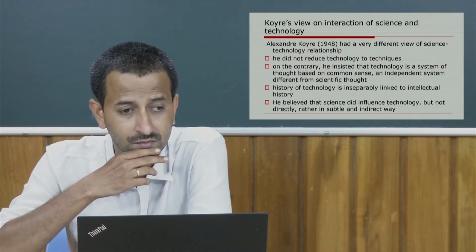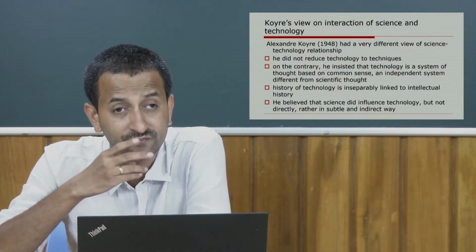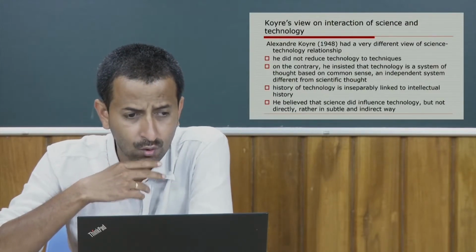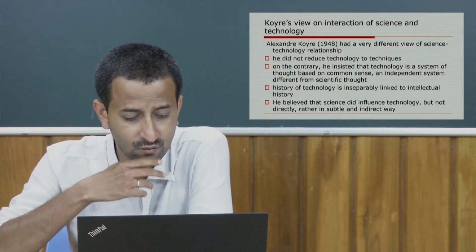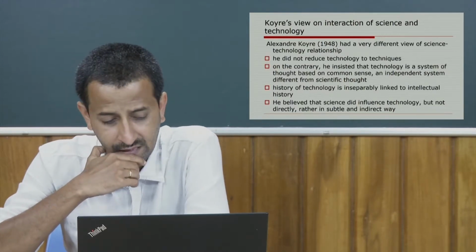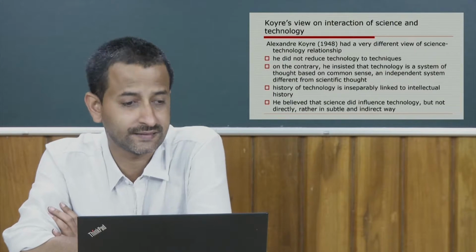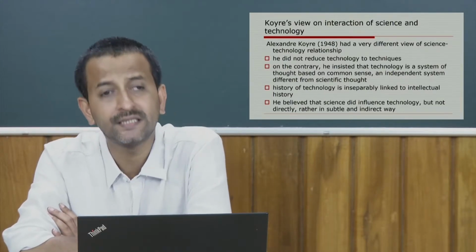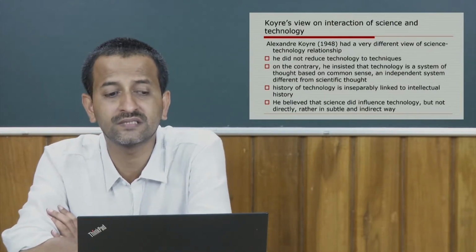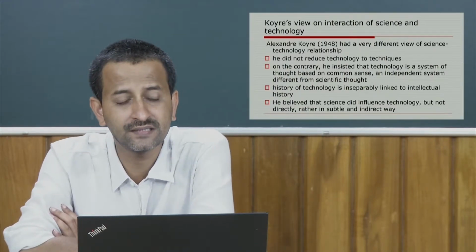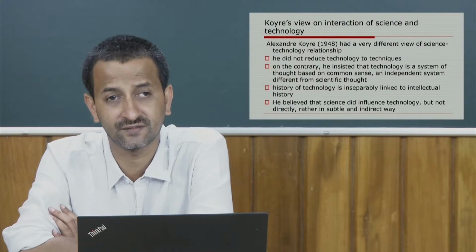Koyré. Then what are Koyré's views on the interaction of science and technology? Koyré had a different view of science-technology relations. Koyré did not reduce technology to techniques. On the contrary, he insisted that technology is a system of thought based on common sense, an independent system different from scientific thought.